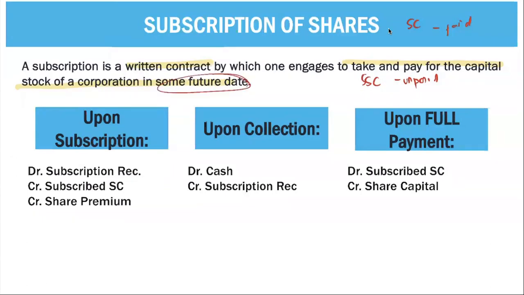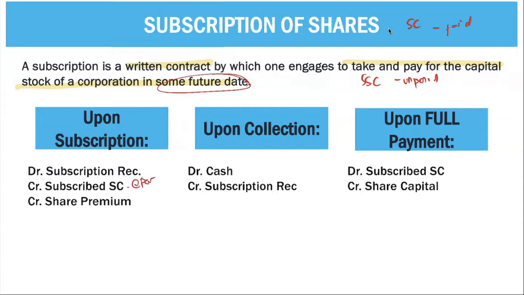So how do we record that? We have three particular events in a subscription of shares: upon subscription, upon collection, and upon full payment. Upon subscription, your entry is a debit to subscription receivable, credit to subscribed share capital. This will always be at par, and the difference is your share premium.